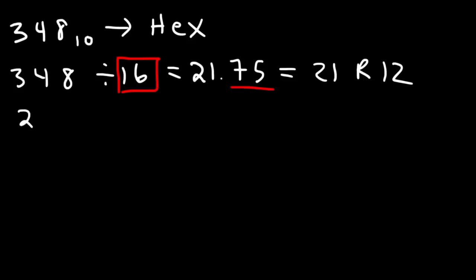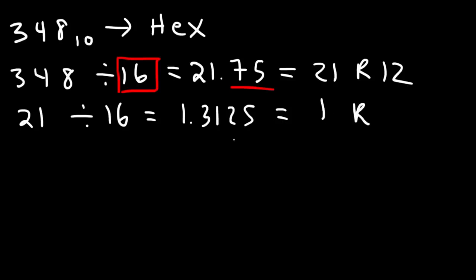Now let's take 21 and then let's divide that by 16. So 21 divided by 16 is 1.3125. And so we have 1 remainder. Now let's multiply 16 by 0.3125. And that's going to give us 5. So it's 1 remainder 5.